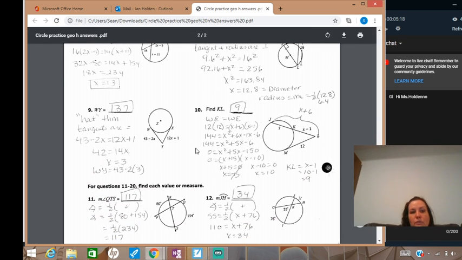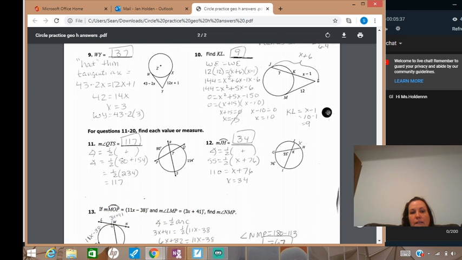The hat theorem: two tangents are equal to each other. When I have the segments for the secant and the tangent, remember I'm doing the whole thing times the external part equals the whole thing times the external part. This one comes out to be a trinomial that I have to factor.